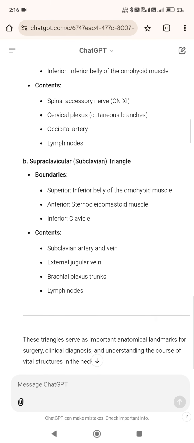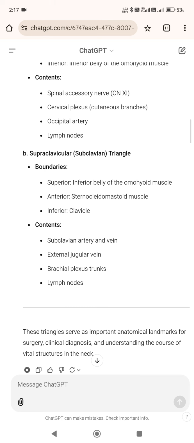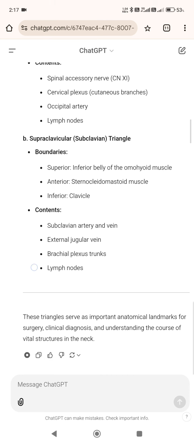B. Supraclavicular subclavian triangle. Boundaries: superior, inferior belly of the omohyoid muscle; anterior, sternocleidomastoid muscle; inferior, clavicle. Contents: subclavian artery and vein; external jugular vein; brachial plexus trunks; lymph nodes. These triangles serve as important anatomical landmarks for surgery, clinical diagnosis, and understanding the course of vital structures in the neck.